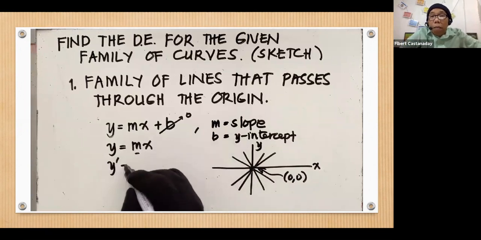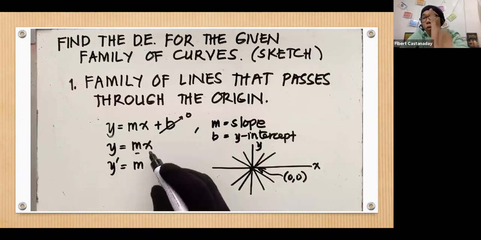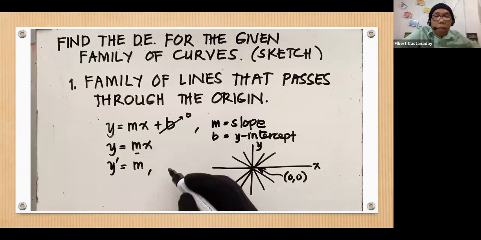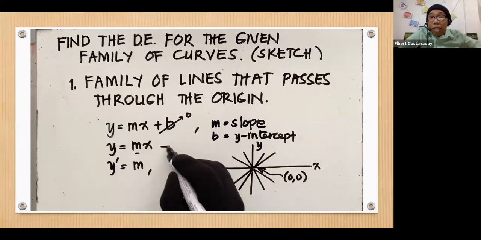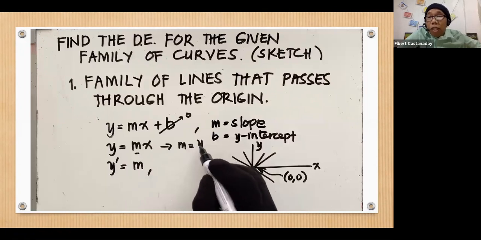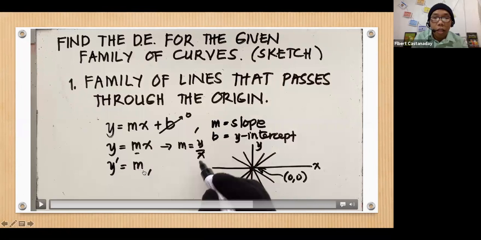So to obtain the DE, we need to differentiate this equation only once. Differentiating y equals m times x, y prime equals m times the derivative of x, which is 1. So here, but we were not able to eliminate the arbitrary constant. That does not mean we should differentiate again. You cannot differentiate this anymore because there's only one arbitrary constant.